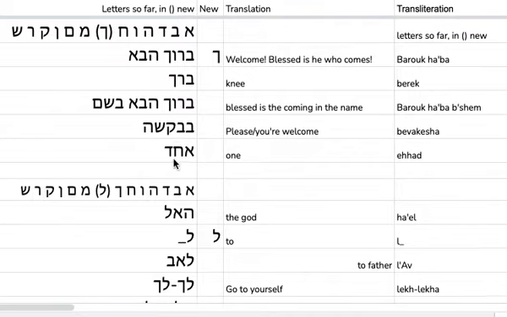Okay, this last one, echad. Echad, okay, means one. So the Lord is one. Adonai Echad, and his name is one. Shemo Echad, okay. Shema Yisrael, Hear O Israel. Adonai Eloheinu, Adonai Echad.